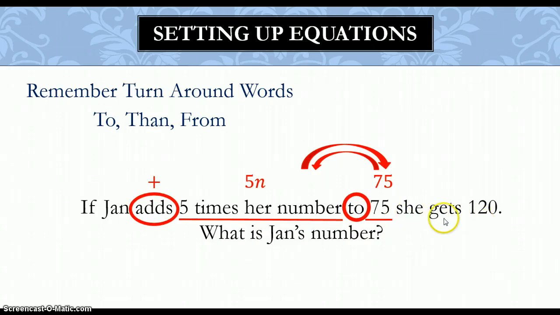She gets, anytime you see that word, what should come to your mind is an equal sign. So whatever we had before it is going to equal whatever's behind it, and in this case it's going to equal 120. If we translate this into an equation, we actually end up with 75 plus 5n, remember you had a turnaround word, equals 120. And if we finish reading, what is Jen's number? Again, we're trying to figure out what this number is, and all we have to do now is simply solve it.